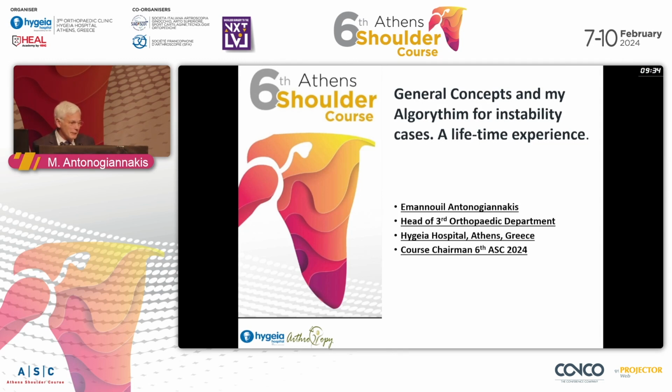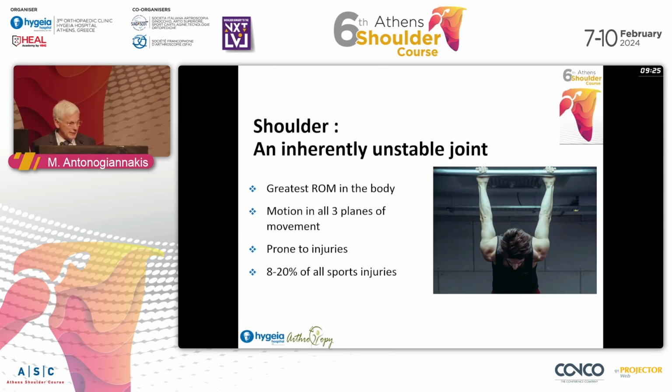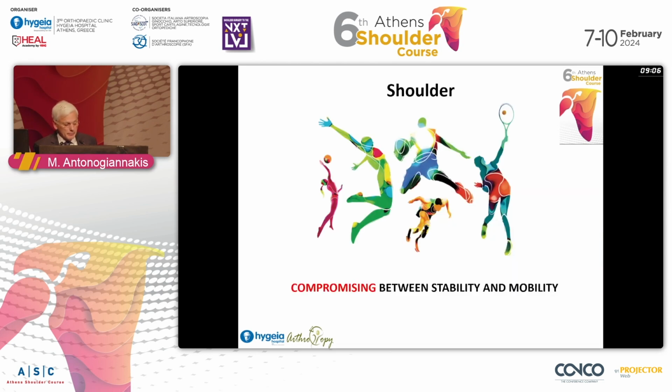So I'm getting old, and so I can discuss what I think now about shoulder instability and how I treat, at least, the patients here in Greece. And we know that the shoulder is an inherently unstable joint. It's prone to injuries, and it is a joint that dislocates more often. And practically, in the shoulder, there is a compromise between stability and mobility.